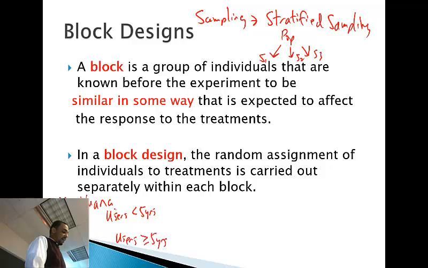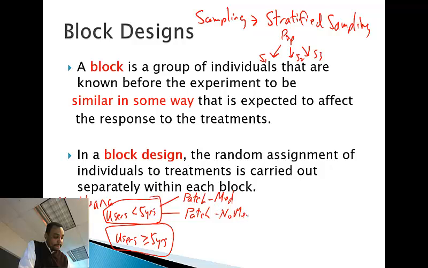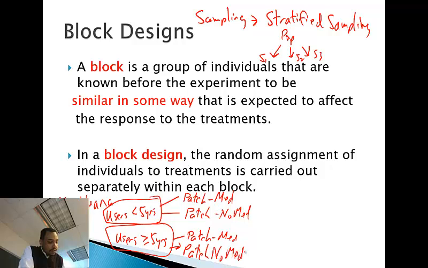Now you go ahead and randomly give some people the patch with medicine, give other people the patch, no medicine, and do the same thing for the other block. The patch with medicine, and the patch with no medicine, and then compare the results. Because you already think that people who are on it for more than 5 years are going to mess things up with the data anyway, so kind of separate everybody out.